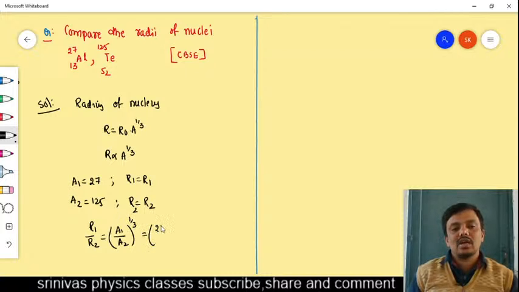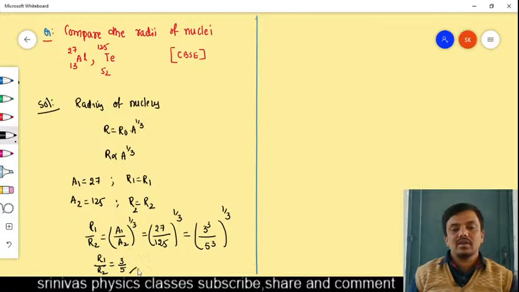A1 is what? 27. A2 is what? 125. Whole power 1 by 3. We write 27 as 3 cube and 125 as 5 cube, whole power 1 by 3. Then R1 by R2 is equal to 3 by 5 whole power 3 into 1 by 3. Is it right? Then the answer is 3 by 5.